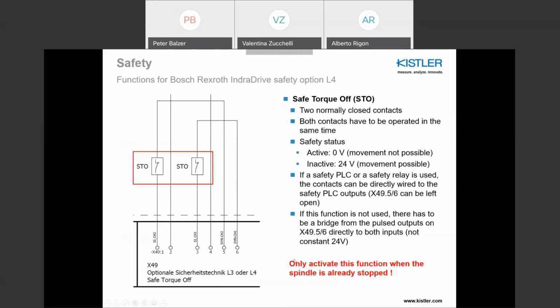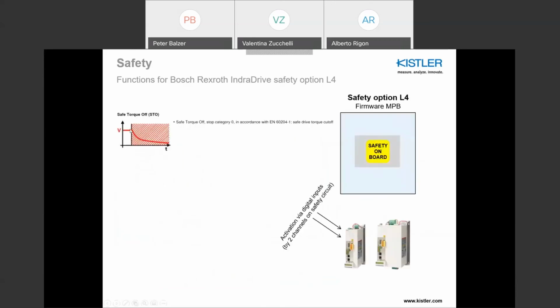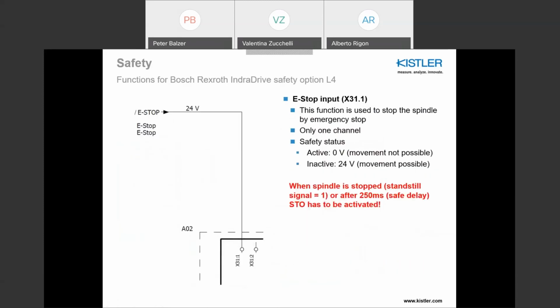And this message here is really important. Only activate this function when the spindle is already stopped. Otherwise, let's jump back 2 slides. You will see you have an uncontrolled stop of the spindle, and this is not how it should be. So this is why we are working in this case additionally with the so-called e-stop input. This is only one channel, so it's not completely safe. This function is used to stop the spindle by emergency stop. So if someone in the machine, for example, is pushing the emergency stop button or is opening the safety, then this e-stop function should be activated.